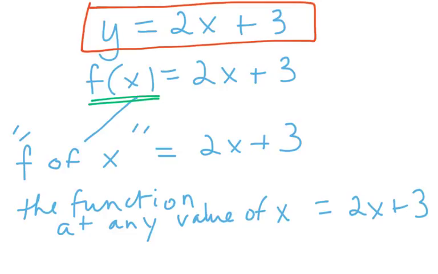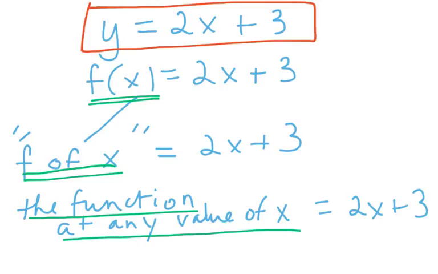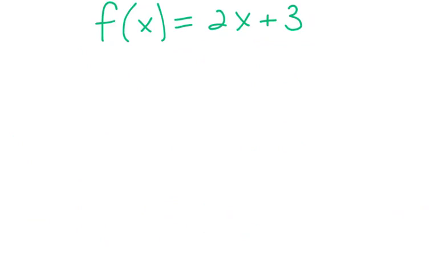Now be careful, this is not f times x. We say it f of x, and what it means is the function at any value of x is equal to 2x plus 3. So take a little time to absorb that. We're really saying that we can take y, our output, and replace it with this expression f of x, meaning the function for any input x is equal to 2 times that input x plus 3.